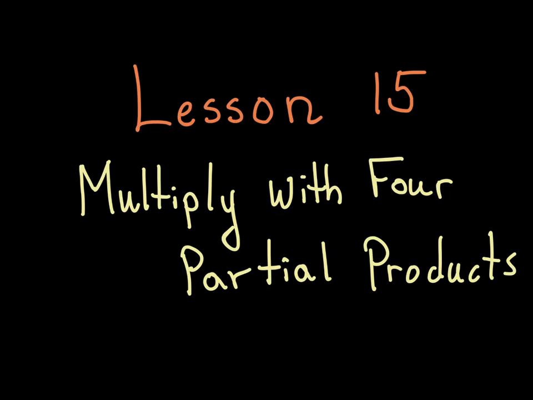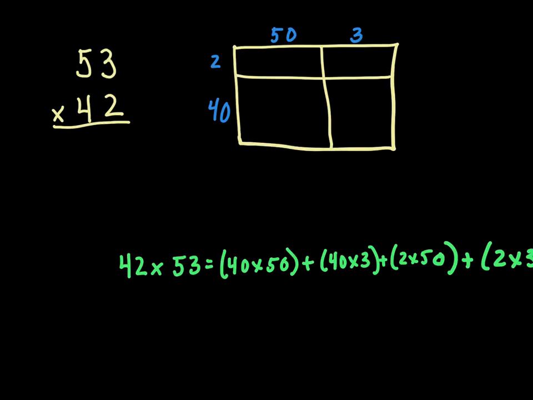Good evening. Tonight we're going to continue in our Unit 3, Lesson 15, Multiply with 4 Partial Products. First problem tonight, 53 times 42. All right, let's solve this using the partial product method because that's what we're going to focus on tonight. And then we'll check it with these other two strategies.